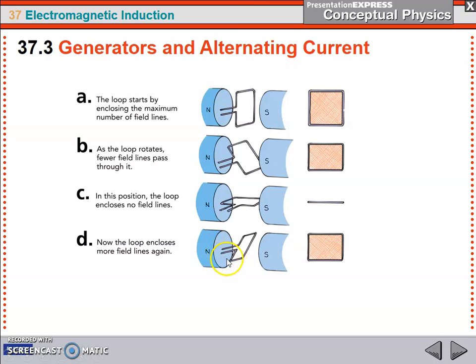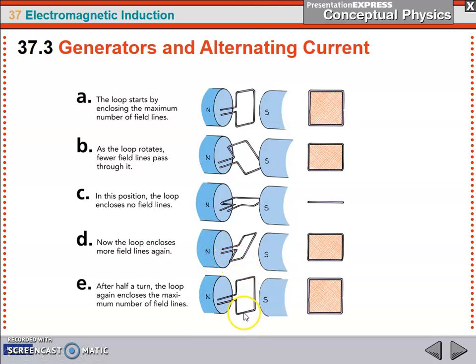And now it comes down again, and it starts to enclose more field lines again, and it's going to come all the way across to right here where it's moving parallel to the field lines. So it encircles a lot of field lines in it, but this is moving parallel to the field line.